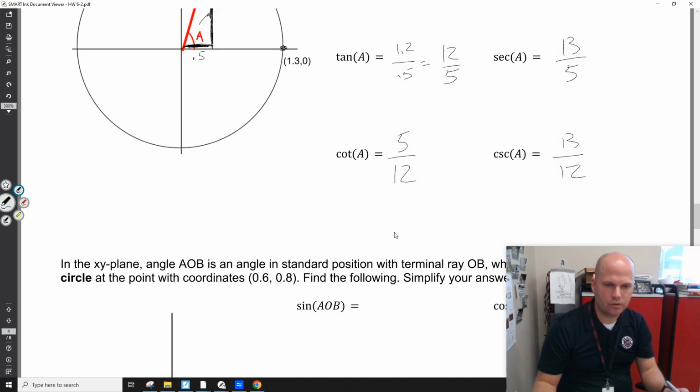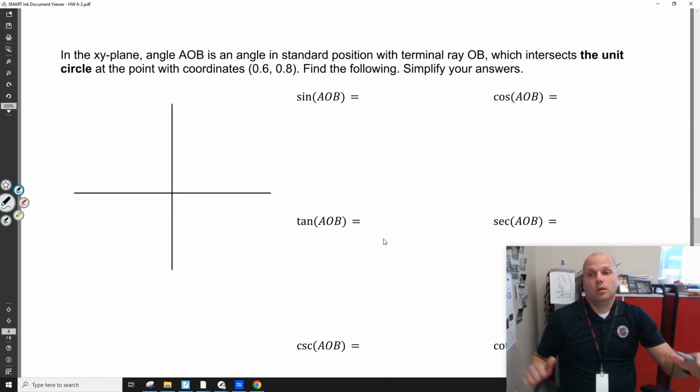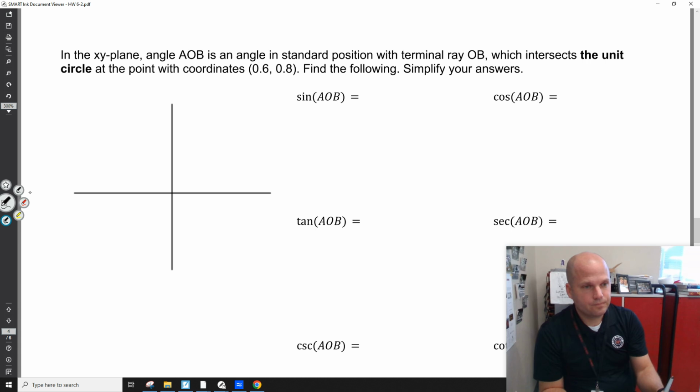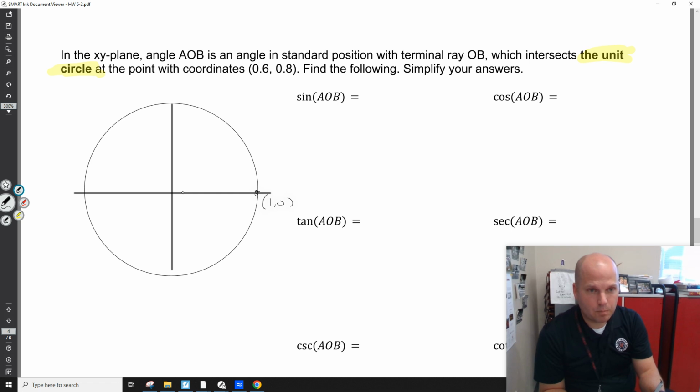Triangles inside circles. Okay. We've got a unit circle. We have a circle with a radius of 1. So this would be the point 1, 0. We have the point 0.6, 0.8. So very similar to the last one, where we're going over a little bit less than we're going up.